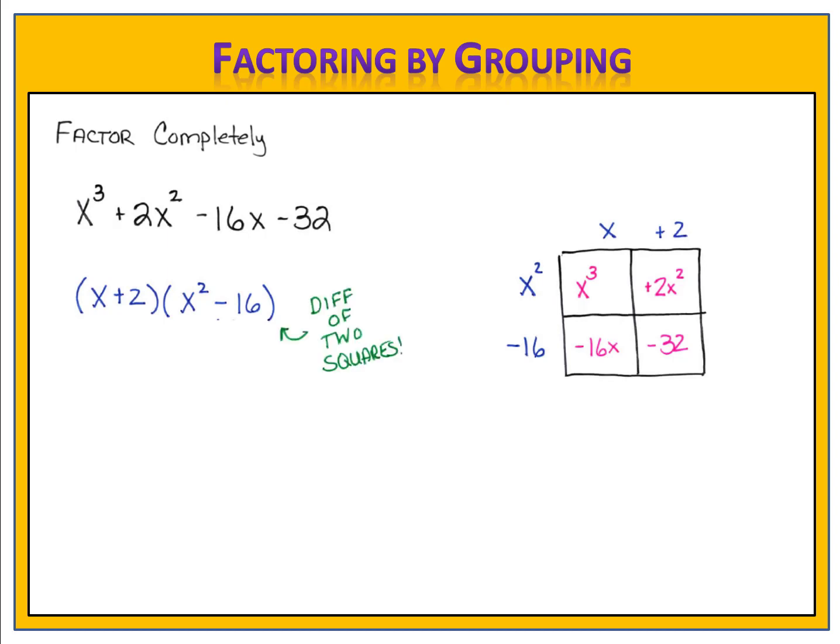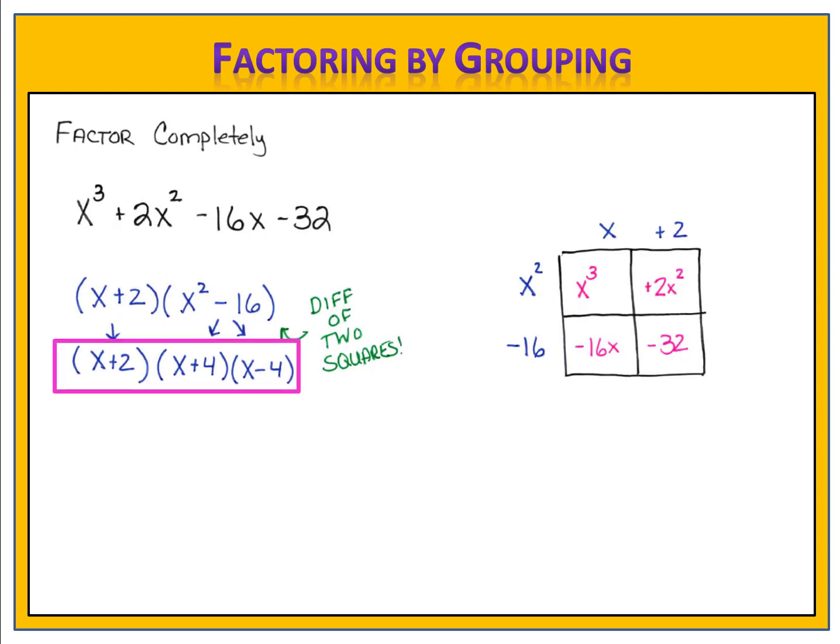But notice that the second factor is a difference of two perfect squares. That binomial can be factored further. x^2 - 16 factors to (x + 4)(x - 4). Don't forget the x + 2, that's also one of the factors. So when factored completely, the result is (x + 2)(x + 4)(x - 4).